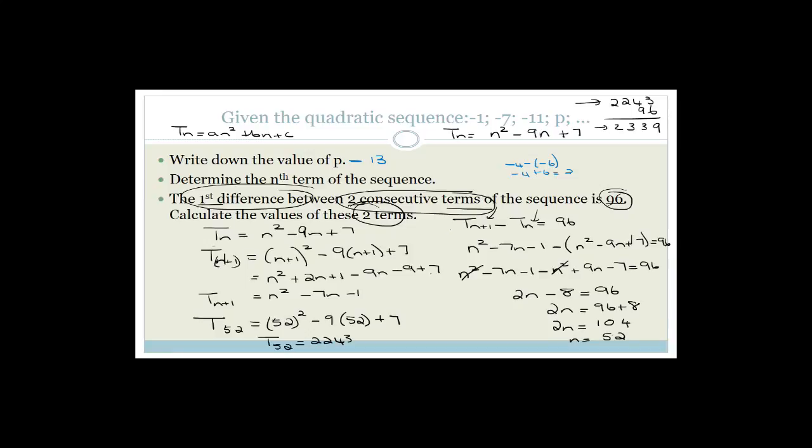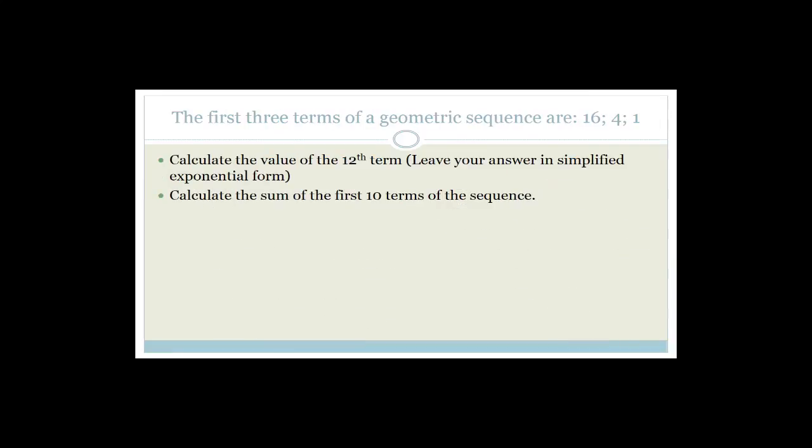Sure, okay. Right, and we will start this tomorrow. We will start doing the revision of the different types of questions like geometric series and arithmetic series and combinations of them tomorrow, and then we will move on to functions and inverses of functions.